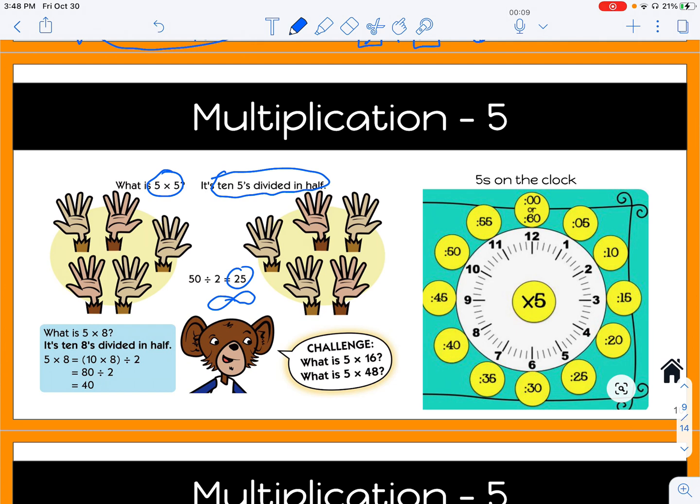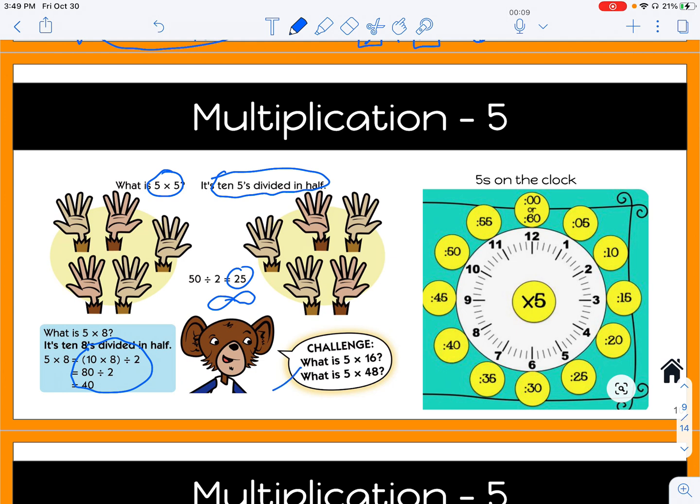You can also think, what is 5 times 8? It's 10 eighths divided in half. So 5 times 8 is really 10 times 8 divided by 2. And 10 times 8 would be 80, and you divide that by 2 and you're going to get 40. So you can even go a step further on these challenges.